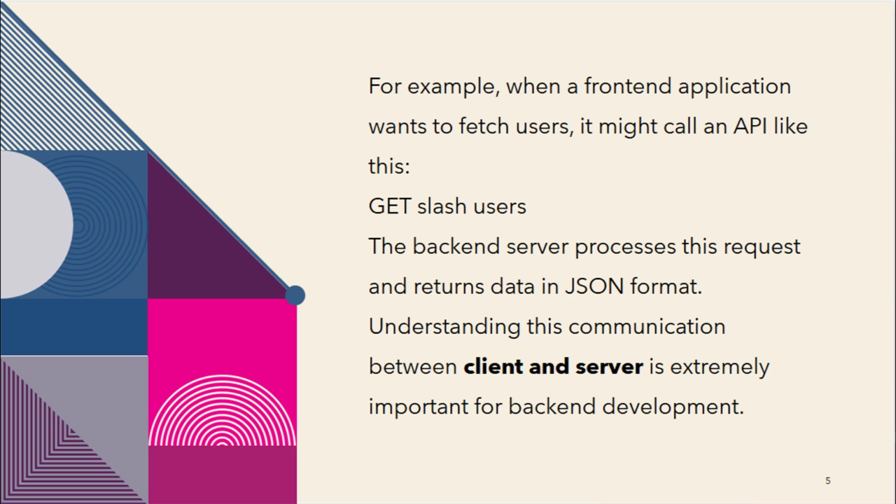For example, when a front-end application wants to fetch users, it might call an API like this: GET /users. The backend server processes this request and returns data in JSON format. Understanding this communication between client and server is extremely important for backend development.